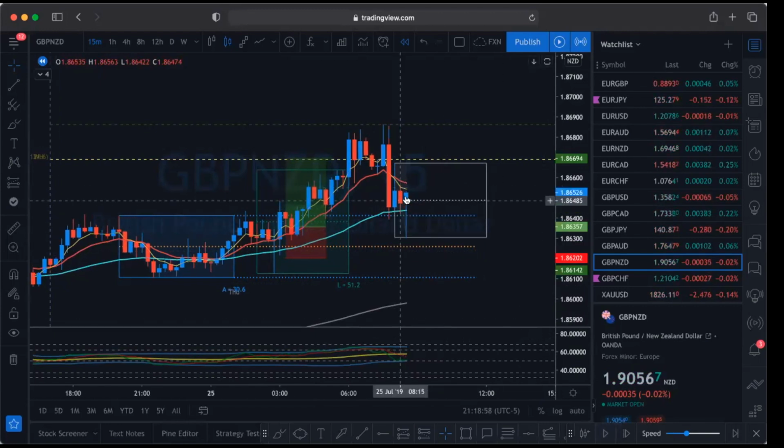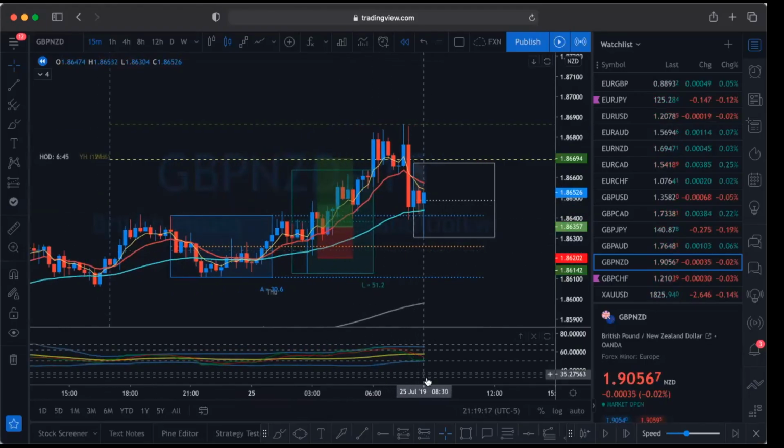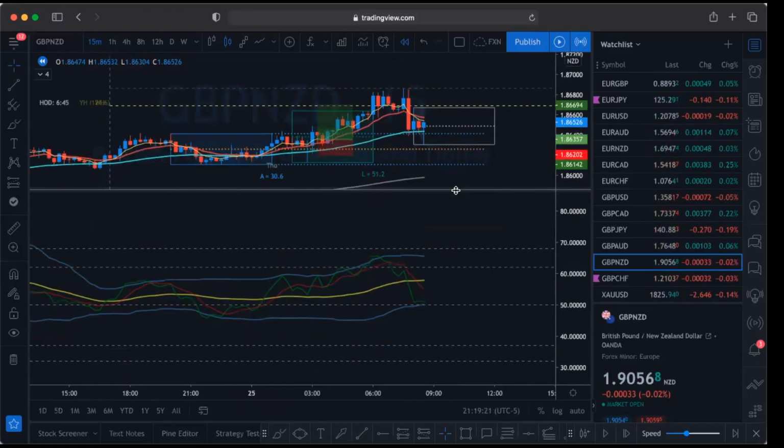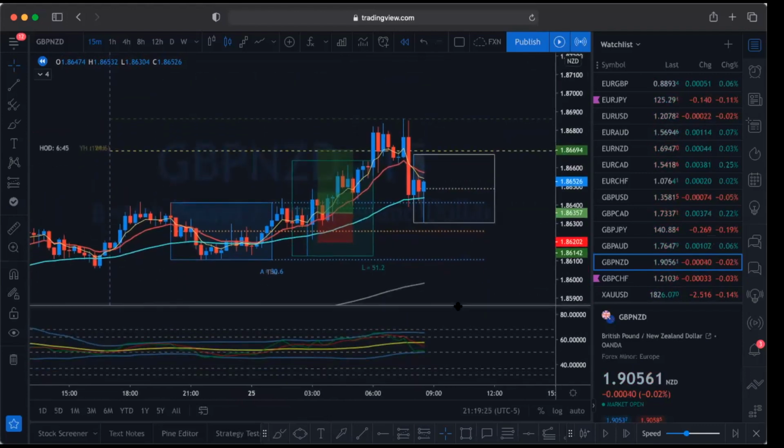I like this though right here. See, we're at 8:30, and we're pinned to the 50. We're not at the top. We're not at the bottom. We're literally in the middle. So where does that leave us? We're bouncing off the 50 on the TDI as well. This could be a good continuation trade.